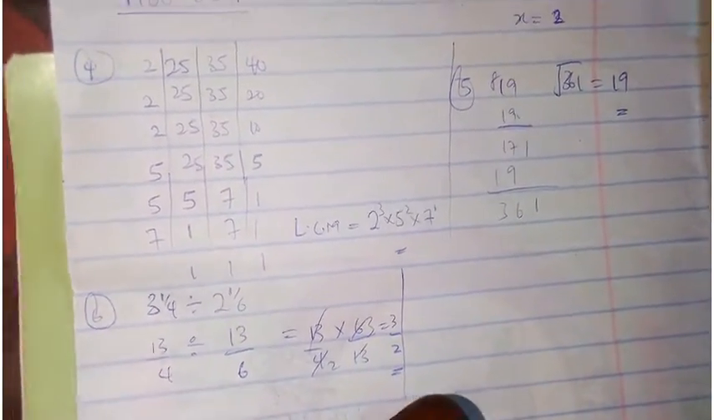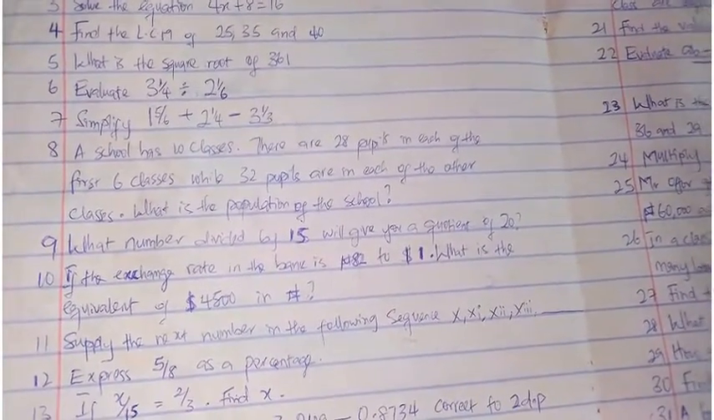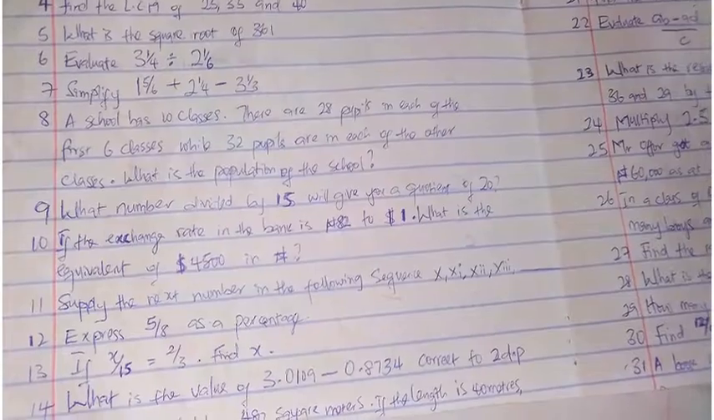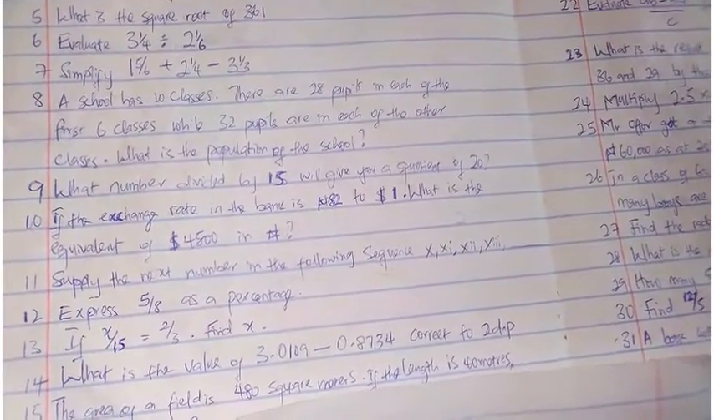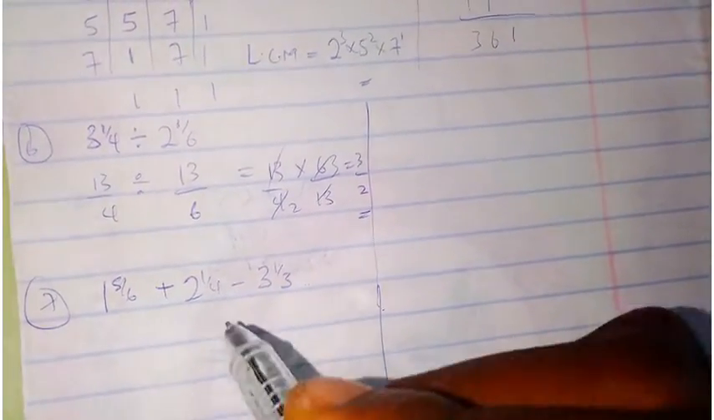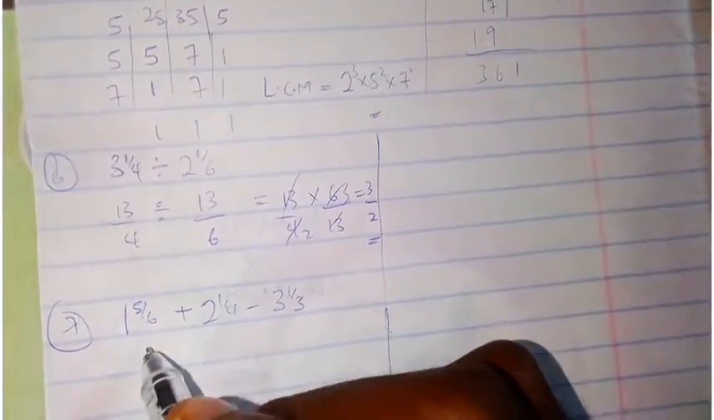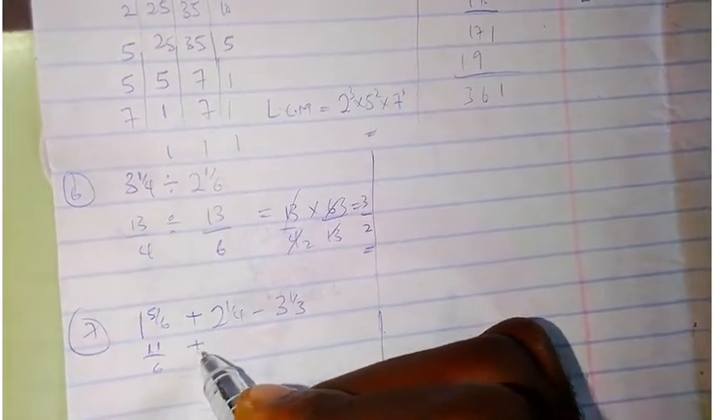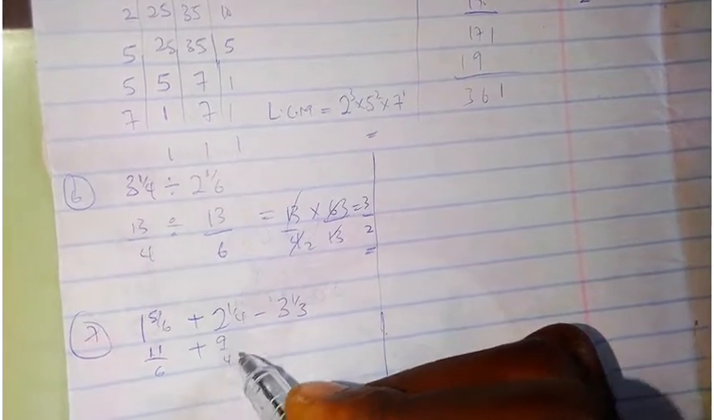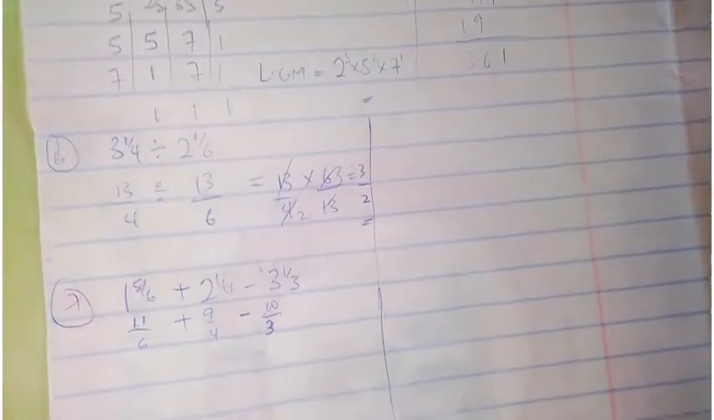Number 7 question says simplify this. Okay, using BODMAS, I have 1 5 over 6 plus 2 1 over 4 minus 3 1 over 3. As simple as it might be, BODMAS: division, multiplication, addition first before subtraction. Before then, let's convert to improper fraction. This is 11 over 6, plus 9 over 4, minus 10 over 3, if I convert to improper fraction.